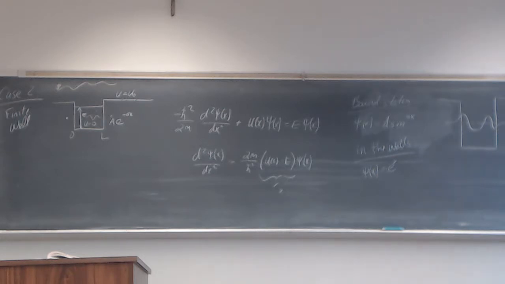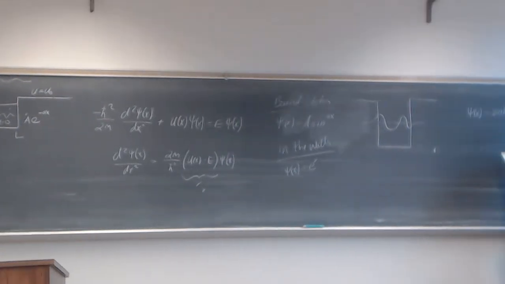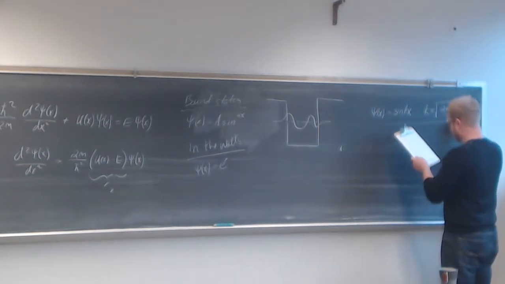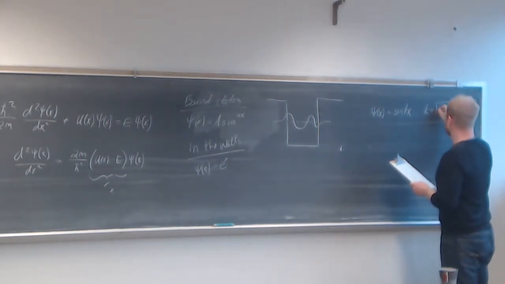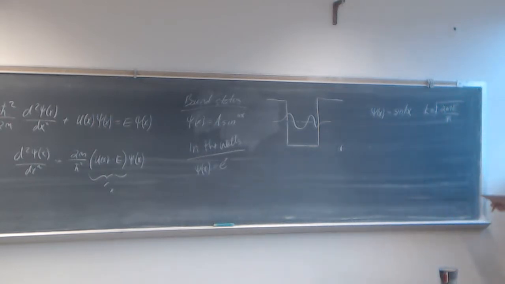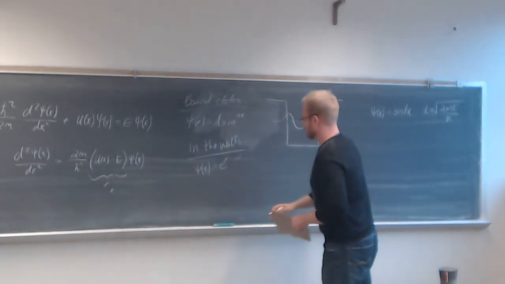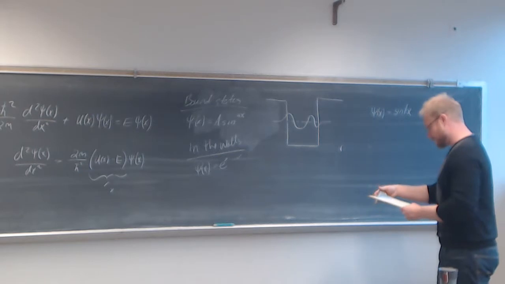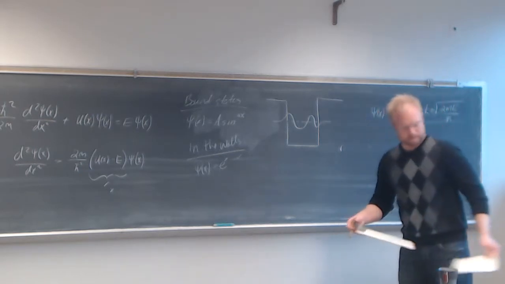So inside, in between, here in this region, we have this A sine of x, which I can actually rewrite as sine of kx, where our k, like from before, is going to be equal to the square root of 2mE over h bar. And on the inside, we're going to have some sort of sinusoidal function. Or, I'm sorry, on the outside, we're going to have some sort of exponential function. I suppose what I said is true.